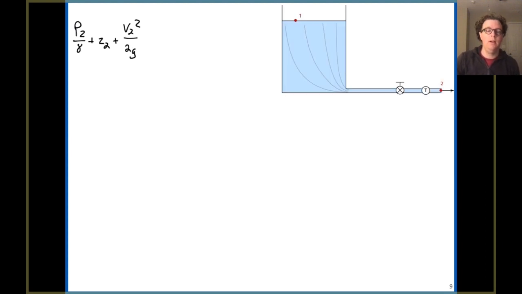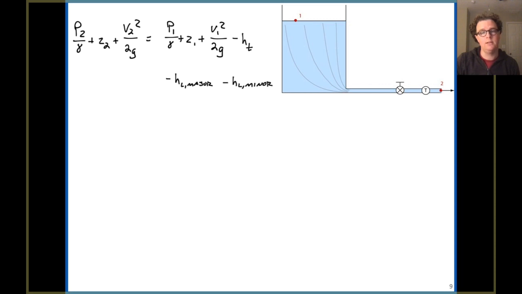So we can go ahead and write our energy equation. Point 2 on the left-hand side, so the downstream point, equals the energy we have at the upstream point, P1 over gamma plus Z1 plus V1 squared over 2g. Then we're going to subtract off the head that the turbine removes, HT, and head losses associated with both major and minor losses in this problem.